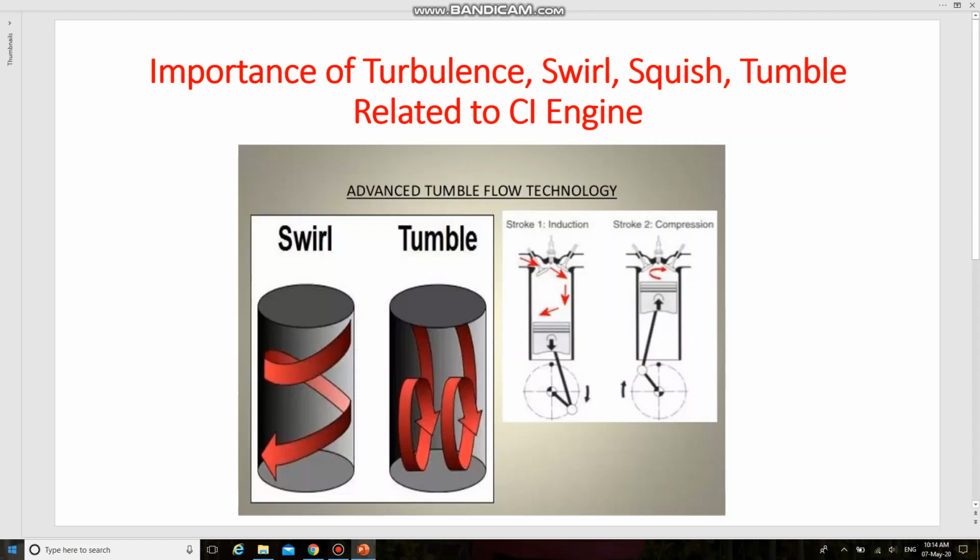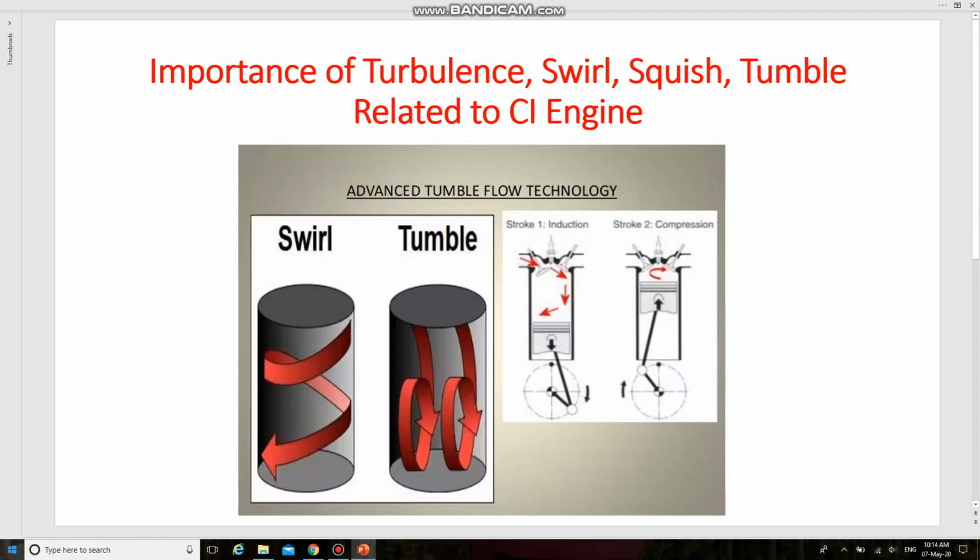Dear students, in this video we are going to see about the importance of turbulence, swirl, squish, tumble related to C.I. Engine. So it is essential to have well organized movement of air within the combustion chamber for speedy evaporation of fuel, to enhance air-fuel mixing, to increase combustion speed and to increase efficiency.